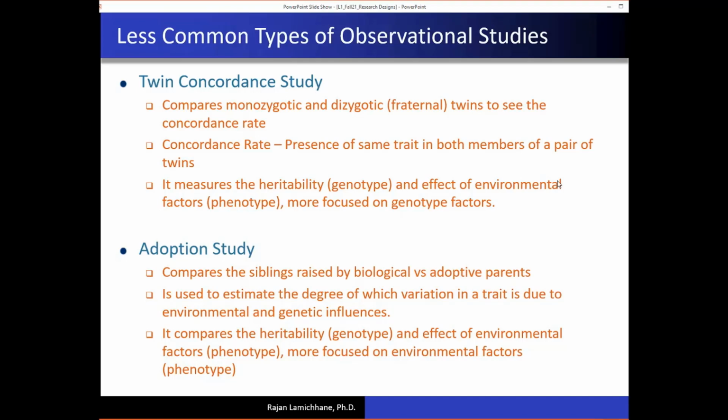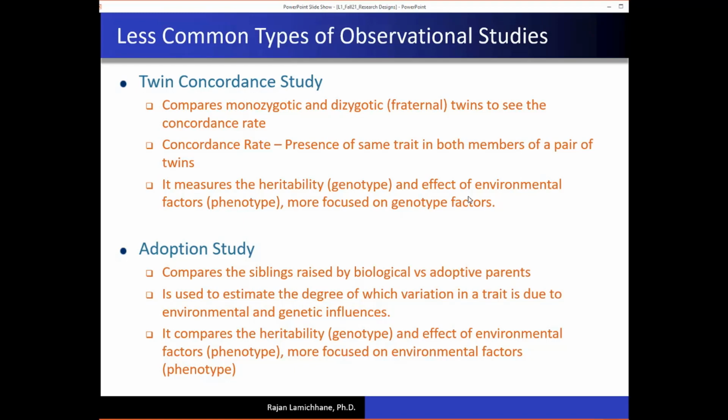In twin concordance study, we look at the similarities between the identical twins themselves as well as the non-identical twins themselves. Also, we check the difference between these two pairs of twins, within themselves and between themselves. So we compare identical twin versus identical twin as well as twin versus twin. And our main goal is to see how the genetic as well as the environmental factors differ the traits of these twins.